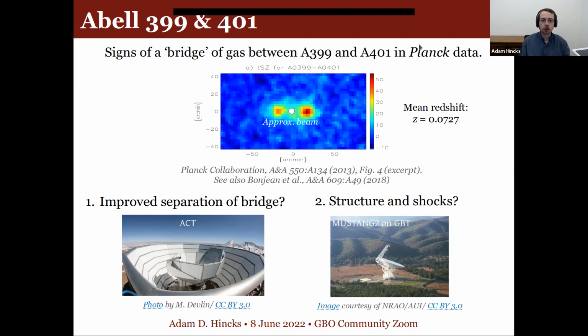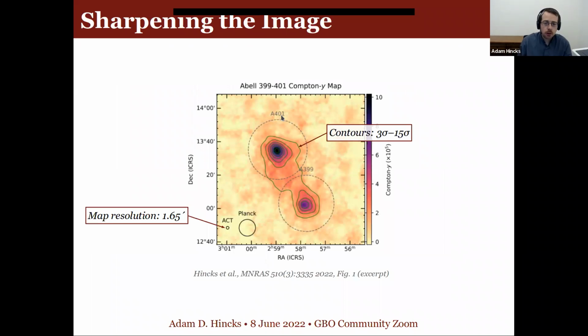So, you put together Planck, ACT, and Mustang 2, and now we're starting to probe all the scales that are relevant to start exploring what's going on in this filament. So without further ado, here's the map that we made from the Atacama Cosmology Telescope, from ACT. This is a map of that gas pressure of the SZ signal. And you can see this bridge of structure between the 2 clusters.